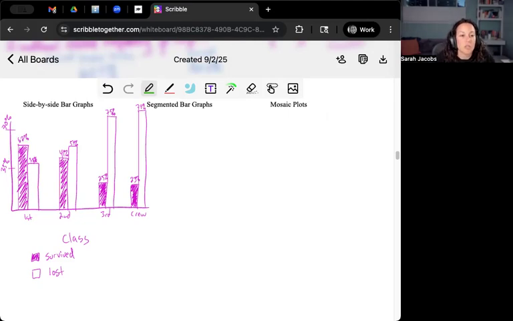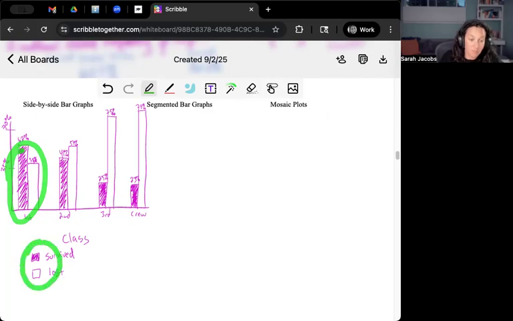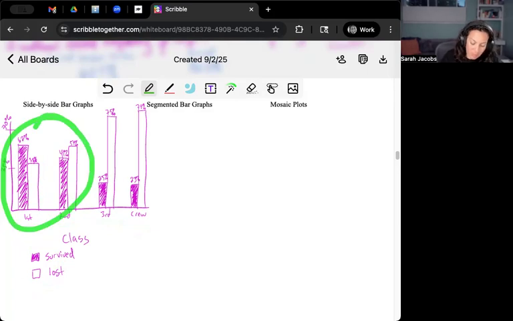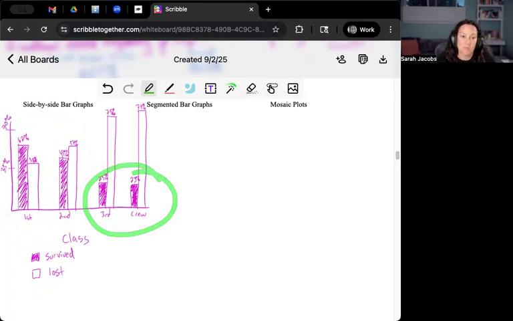Great. So what we can really see from this side-by-side bar graph is that the relationship between surviving or not looks very different depending on what class you're in. Especially if we wanted to lump like first and second class together. Again, not a great day for anyone. But compared to third class and crew, very, very different setup. Okay, great. Side-by-side bar graphs.